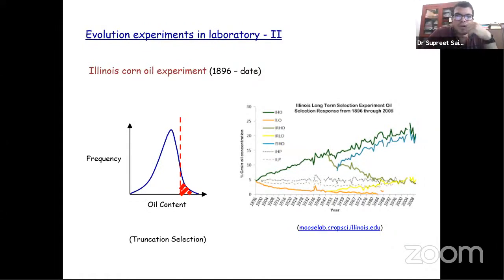This again leads to excellent insights into the genetics of the system, and what is the genetic control of oil production in at least how corn behaves in terms of a plant. And again, both theory and experiments help us understand what's going on in this system.